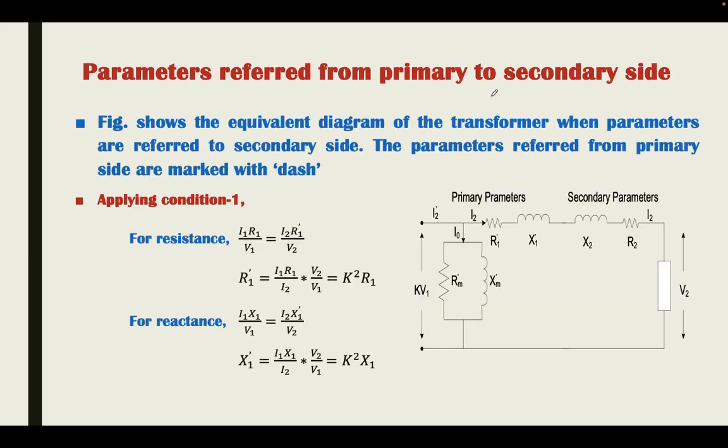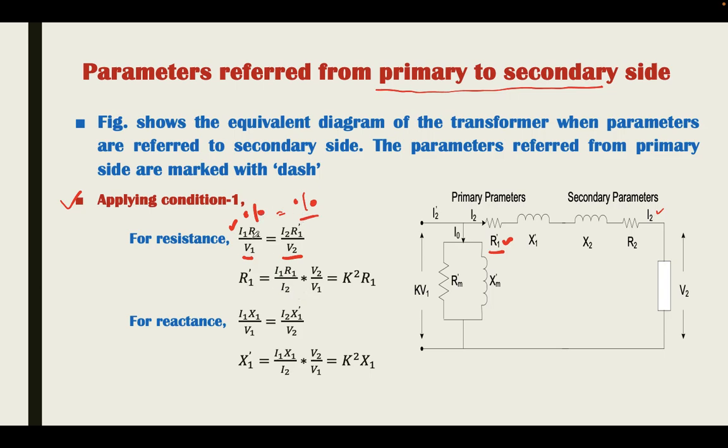Now the parameters from primary to secondary. Let me consider first that parameters are referred from primary to secondary side. According to the first condition, the voltage drop in resistance R1 when current I1 is flowing, as a function of V1, is I1 R1 upon V1. It should be equal to the value when this resistance is represented in the secondary side as the new representation R1 dash. The voltage drop in this new R1 dash is I2 R1 dash, because now the current flowing in this circuit is I2, as a function of V2. Earlier it was I1 as a function of V1, and hence the percentage of voltage drop on both sides must be equal to satisfy the first condition.